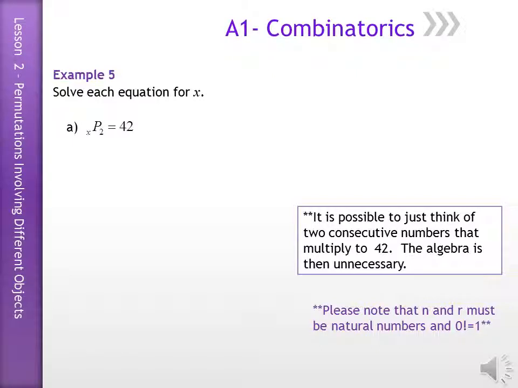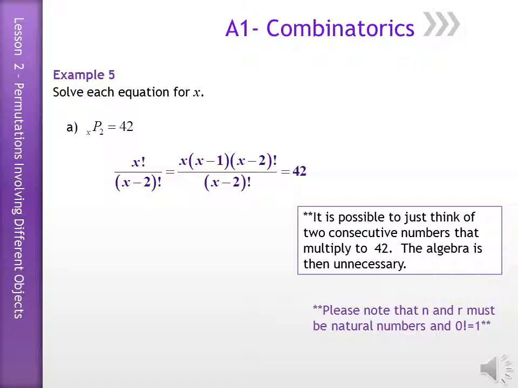Example 5a, solve for x. This is very similar to what we just finished doing, but because we are asked to solve for x, and we have an equal sign, we are actually going to find the number that x represents. We start out the same by writing out the formula: x factorial over x minus 2 factorial, and then we'll break down the higher factorial and leave the smaller one, the x minus 2, on the bottom. We'll set this whole thing to equal 42.